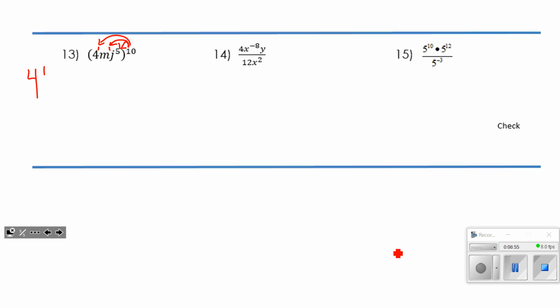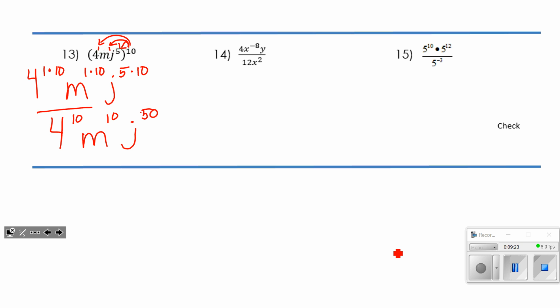So 4 to the 1 times 10, M to the 1 times 10, and J to the 5 times 10. Then you just have to multiply these out. 4 to the 10th power, M to the 10th power, and J to the 50th power. We don't have any negatives, so there's nothing for us to do after that.